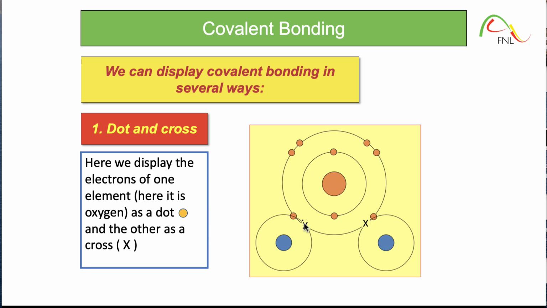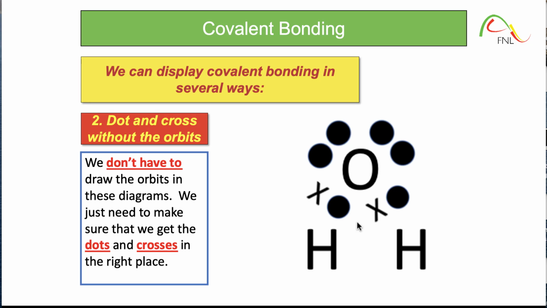So we represent the hydrogen electrons as crosses, the oxygen electrons as dots. So 1, 2, 3, 4, 5, 6, 7, 8. That's a dot and cross diagram. Another way to show dot and cross, but let's not bother with all the circular orbits. I can't draw circles, so I prefer this way.